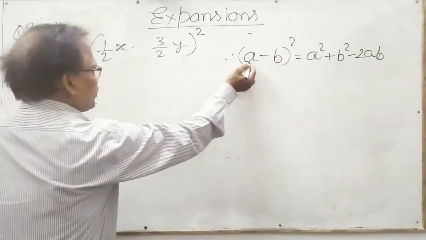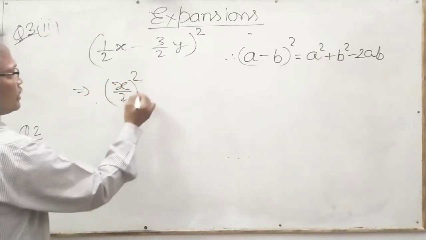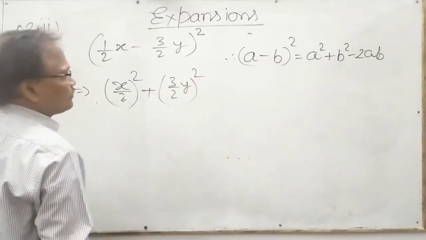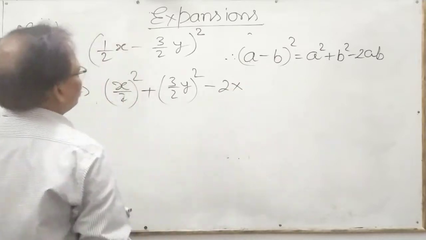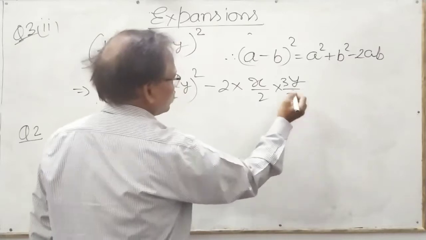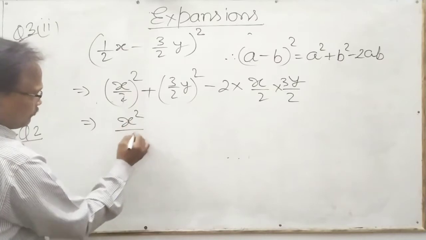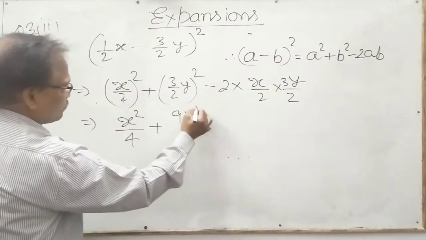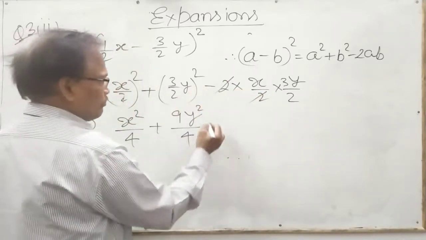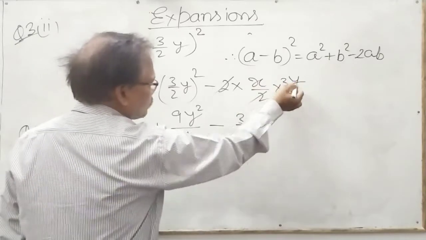So in place of a, that is 1 by 2x, we get (x by 2) whole square, plus in place of b, (3 by 2y) whole square, minus 2 into in place of a, x by 2, and y, 3y by 2. Then simplify. So what will you get? x square by 4 plus 9y square by 4, the 1 and 2 cancelled, minus 3 by 2 x into y.